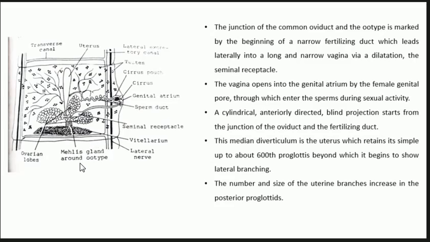This median diverticulum is the uterus. There is a uterus which retains its simple form up to about the 600th proglottid, beyond which it begins to show lateral branching. So the number and size of the uterine branches increases in the posterior proglottids. Okay, so this is about the reproductive system of the Taenia solium. In the next lecture we will talk about the breeding and how the life cycle takes place in the Taenia solium. Thank you.